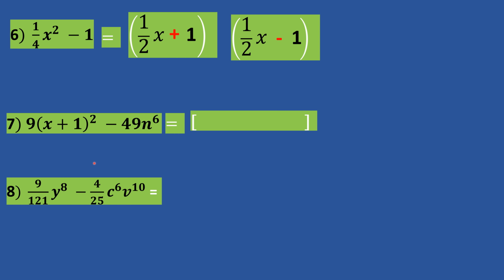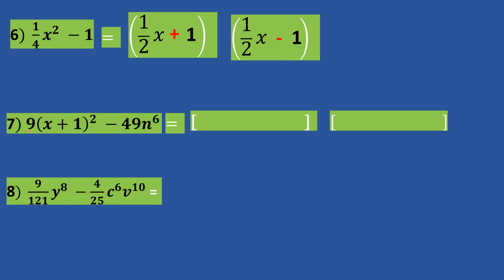Number 7, this time we have 9 times x plus 1 quantity to the power of 2 minus 49 n to the 6. Okay, so therefore, we have now the two sets of brackets. And then, why am I now using a bracket? Because we'll be using a parenthesis within the bracket.